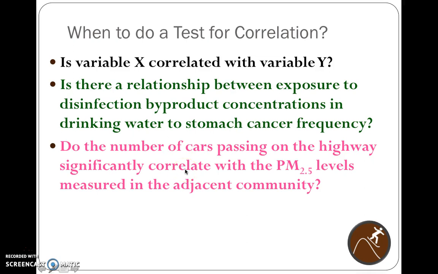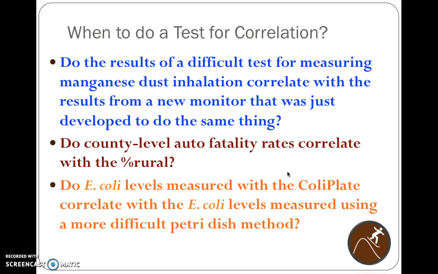Or maybe, is there a correlation between the number of cars on a highway and fine particulate matter, the pollution in the adjacent community? Maybe you've got a difficult way of measuring manganese dust inhalation on workers, and there's a new monitor that was developed to do the same thing that's not so big and bulky. You might want to compare, is there a correlation between these two methods? You could have done a paired t-test or a signed rank Mann-Whitney type test, but those may not be necessary. You could do a correlation instead.